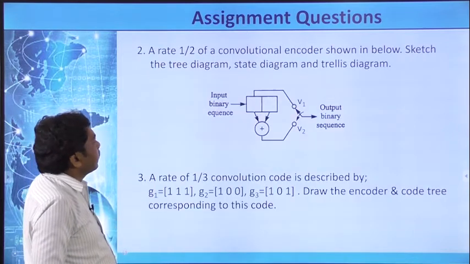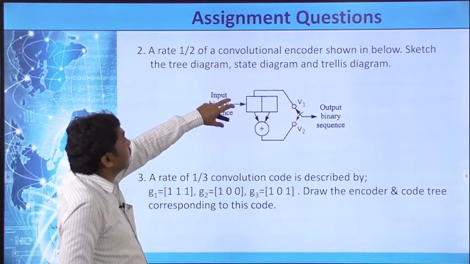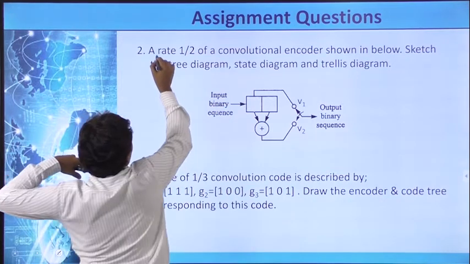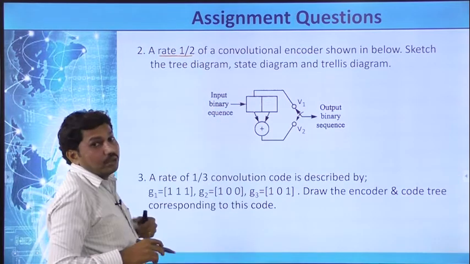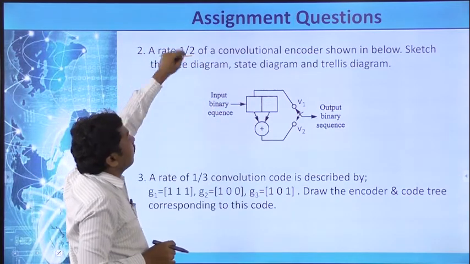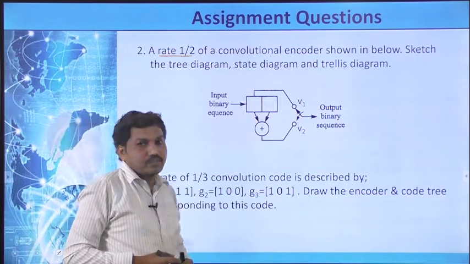The second one is another convolutional encoder. The code rate is 1 by 2. What do you mean by 1 by 2? K is 1, N value is 2. That means 2 output bits.